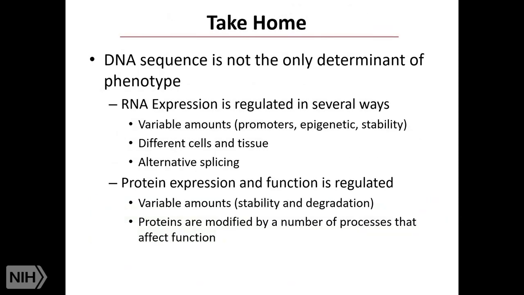So the bottom line from DNA to protein is that DNA isn't the only determinant. At this point, a lot of what we have with DNA testing or genetic testing is just what the sequence is. But RNA expression is regulated in a lot of different ways because of epigenetics, promoters, and stability. You also can be very determined by which cells and tissue, and again, as I mentioned, the alternative splicing. And then once you get to the protein level, you also have a lot of things going on that aren't at the DNA level.